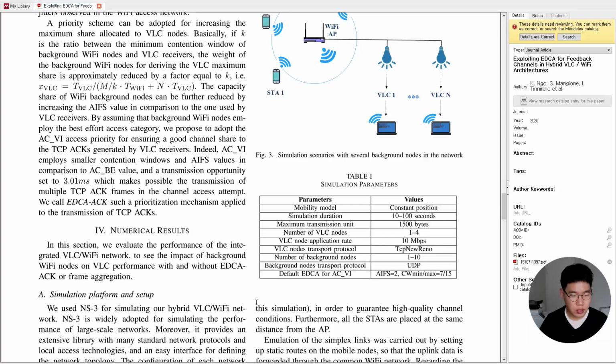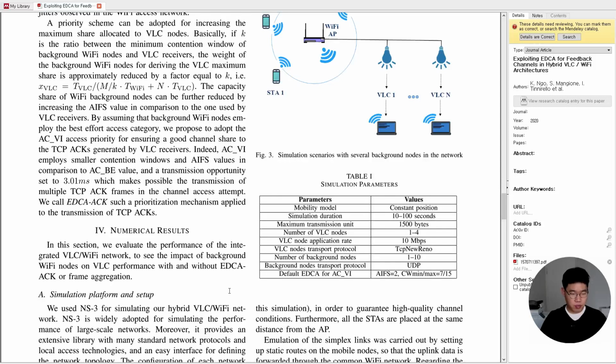Numerical results. In this section, we evaluate the performance of the integrated VLC Wi-Fi networks to see the impact of background Wi-Fi nodes on VLC performance with and without EDCA or frame aggregation.